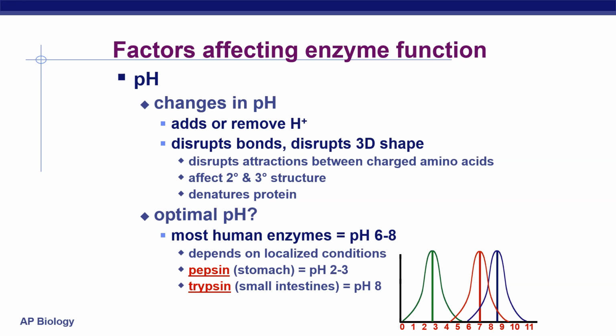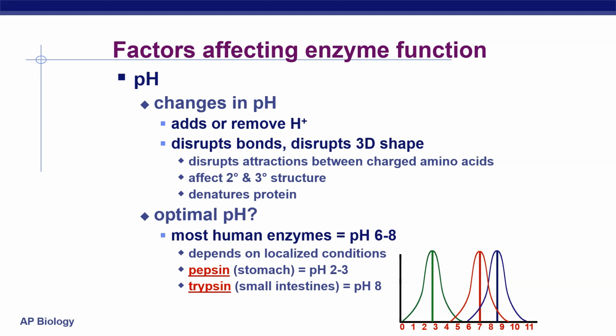But you do need to understand the concept of adding hydrogen ions. So the more hydrogen ions you introduce, the lower the pH becomes. It becomes more acidic, I should say. The more hydrogen you have, the more acidic it becomes. So things like hydrochloric acid have a high concentration of hydrogen ions. What this does is it disrupts the bonds and changes the 3D shape because there's an attraction between the charged amino acids and the ions. This will affect the secondary and tertiary structure and also denatures the protein.